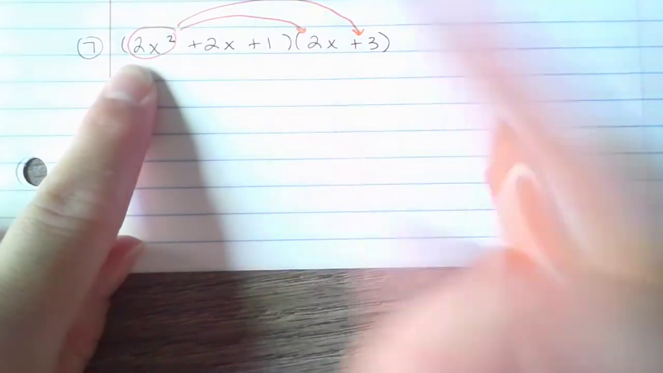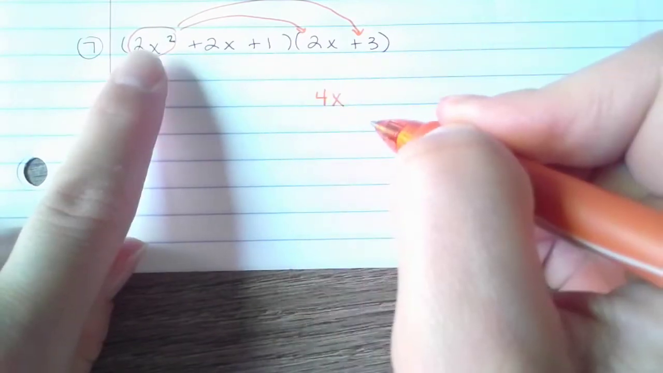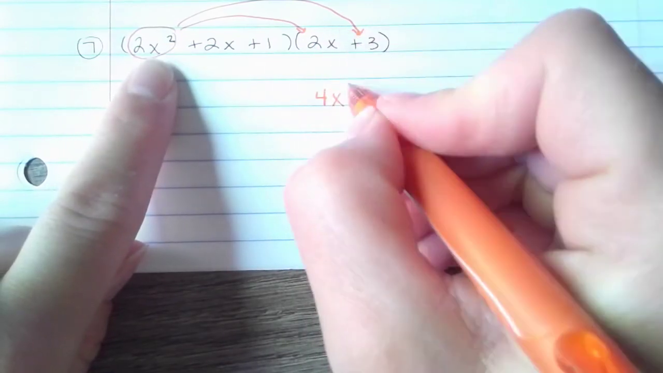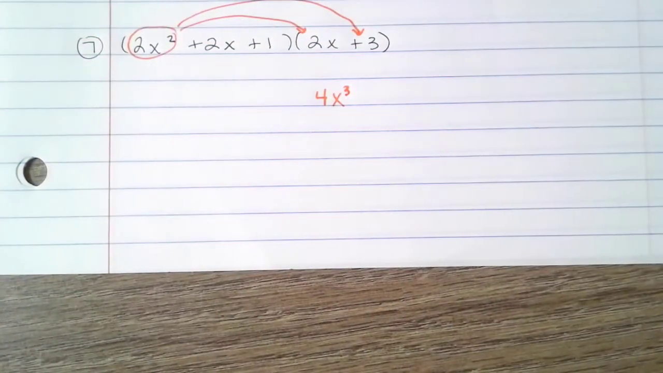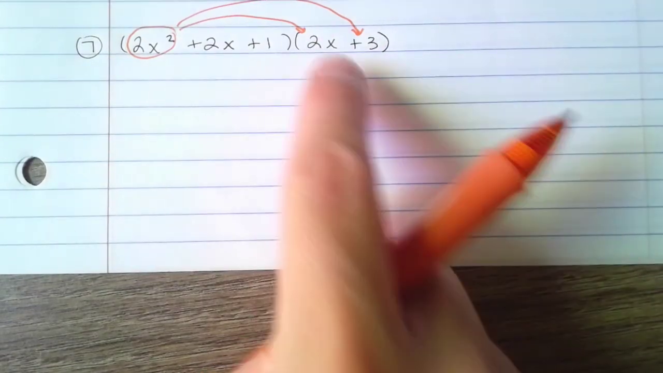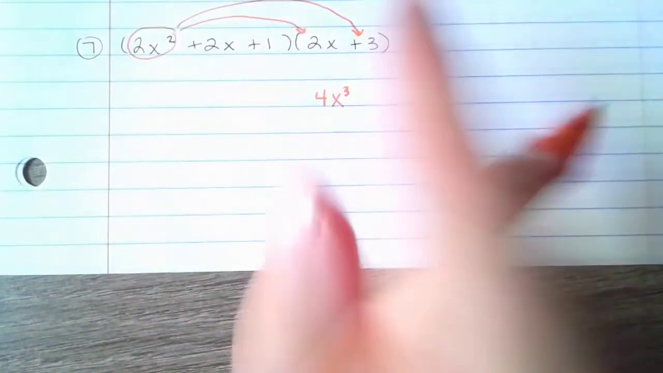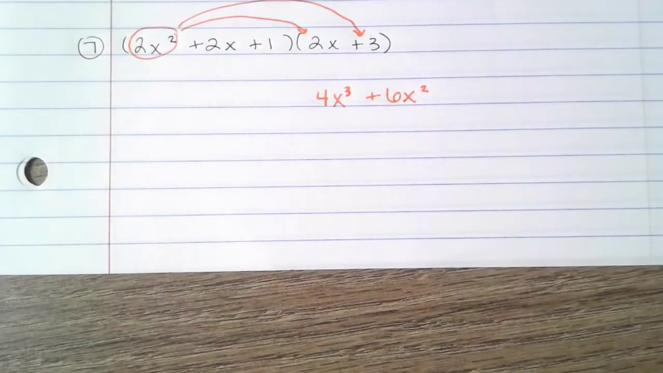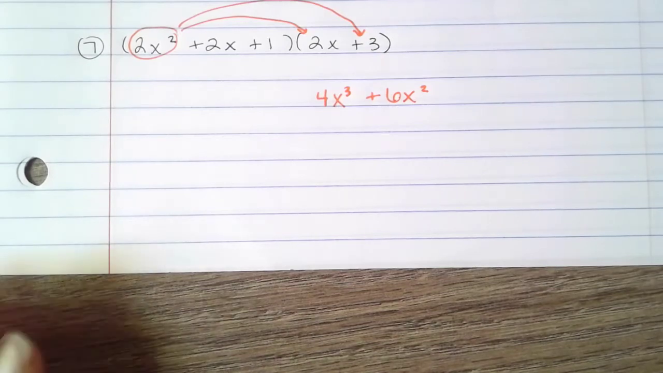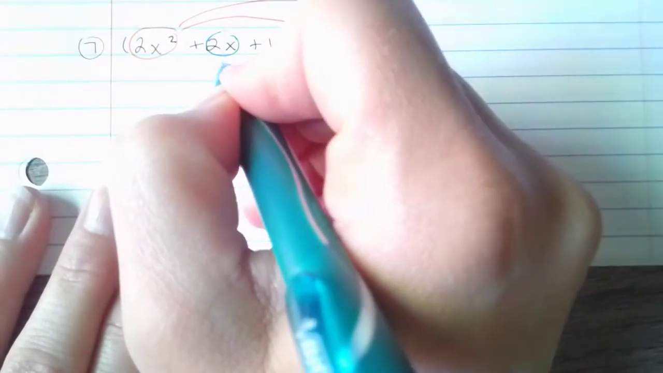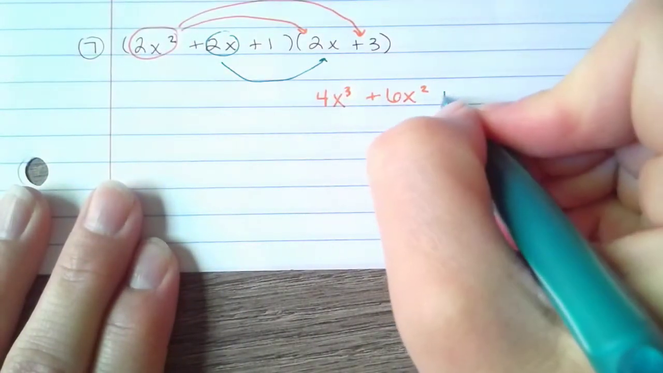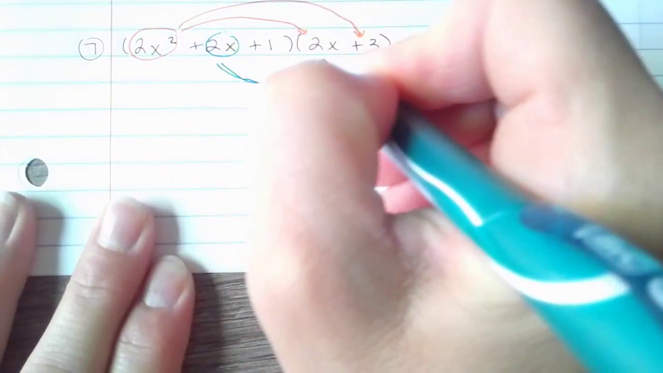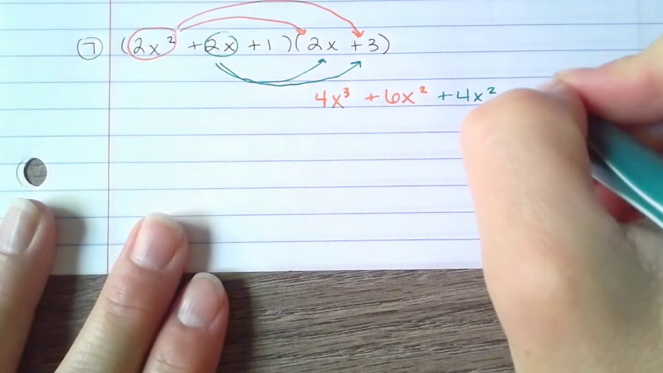Well, 2 times 2 is 4. x squared times x is x cubed, because x squared is x times x, which is x cubed. 2x squared multiplied by 3. Well, 2 times 3 is 6. 6x squared. Okay, same process. Nothing has changed so far. We're going to do this as well. 2x multiplied by 2x. That's 4x squared. 2 times 2 is 4. x times x is x squared. 2x times 3 is 6x.